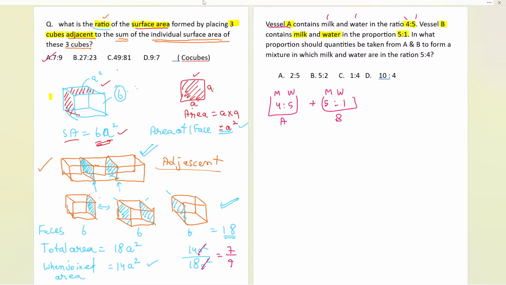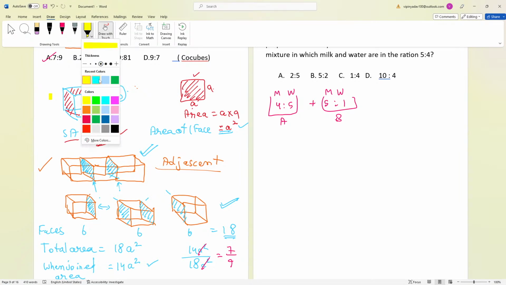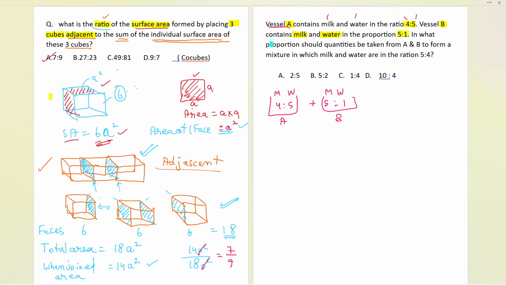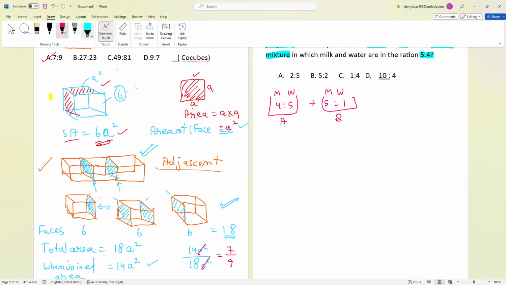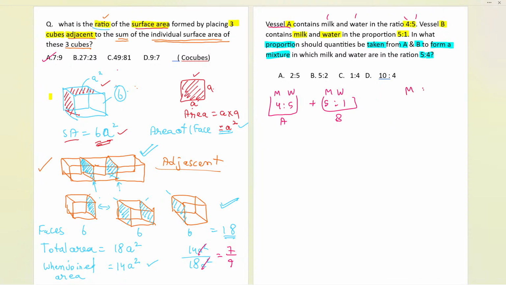Now, the next part is, in what proportion they should be taken from A and B to form a mixture. We want to form a mixture in the ratio 5:4. So finally, if I write over here, they want to form a mixture with milk and water ratio as 5:4. That is the final mixture we need after adding both of them.